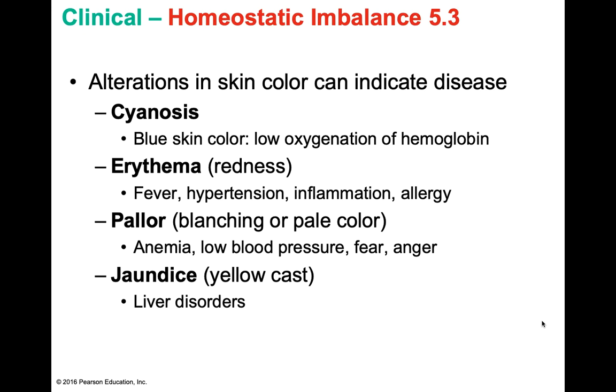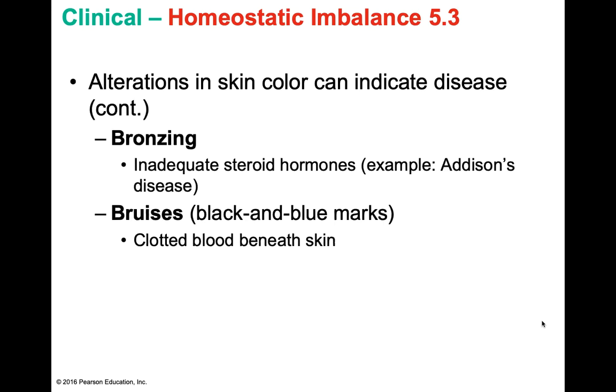And then, of course, jaundice, which is a yellow hue to the skin, could represent some sort of liver damage or liver disorder. Lastly, bronzing could be a signal of inadequate steroid hormones. For example, this is present in Addison's disease. And then bruising, like black and blues, is clotted blood beneath the skin. These are all signs of something else going on that you can see on the skin.